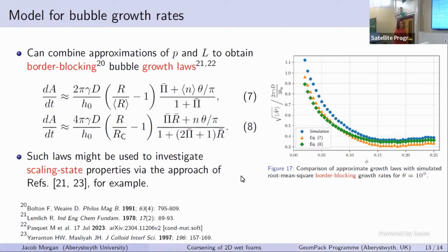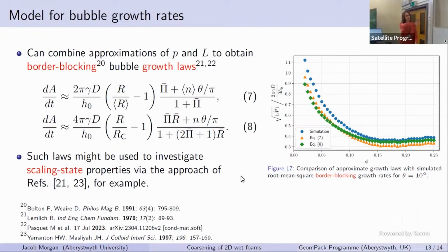And something else that can be done with these, noting that equations 7 and 8 don't really disagree very much in terms of the root mean square growth rates, is to use these, following Lemlich, to look at the scaling state properties of the foam by considering a large number of bubbles, each of which only sees the mean field around it and grows in accordance with these laws. So obviously much simpler than the simulations I've shown, but nevertheless able to look at very large systems.